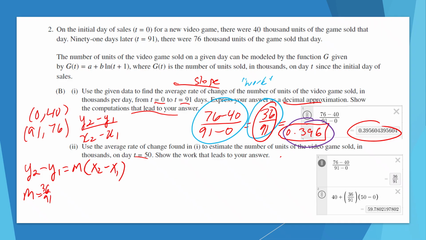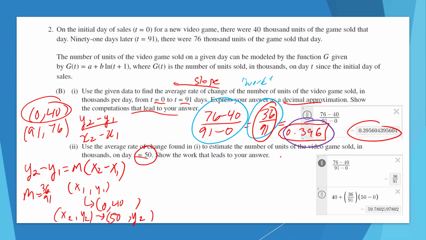The reason why I say that instead of 0.396 is because I don't want to round until the very end when I have to. So I'm going to use the closest thing, which is that exact fraction in my work. Then I know my x1 comma y1 is going to be one of the 2 points that I already used in the slope formula. Here I'm just going to use 0 comma 40 just to make it easy. So 0 comma 40. And then for my x2 comma y2, my x2 is going to be 50.